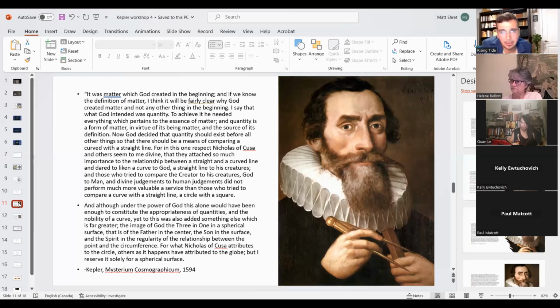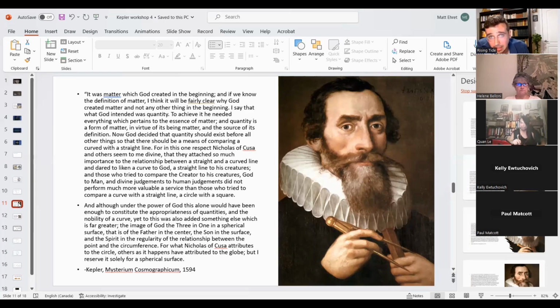He says, and he's 23 years old when he's writing this, it was matter which God created in the beginning. And if we know the definition of matter, I think it will be very clear why God created matter and not any other thing in the beginning. I say that what God intended was quantity. To achieve it, he needed everything which pertains to the essence of matter, and quantity is a form of matter, in virtue of its being matter and the source of its definition.